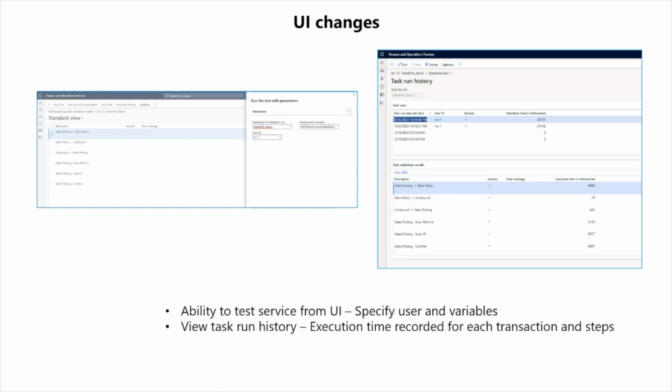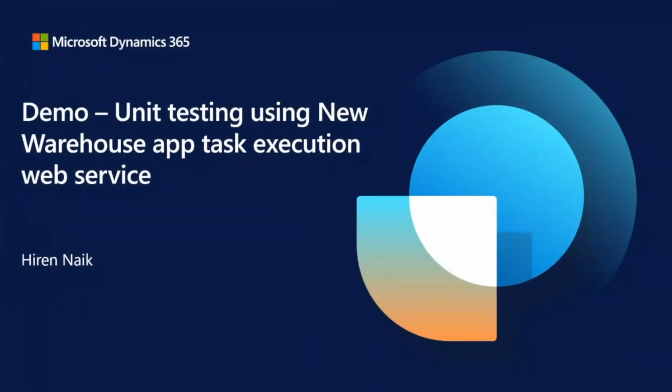Another user interface enhancement you will notice is in the view task history form. On this form, you will see the task run, which warehouse worker executed the task, and how much time the task took to execute. You will notice that the execution time is now captured for each specific step as well. So let us see a demo of the unit testing, how you can do unit testing using this new web service.